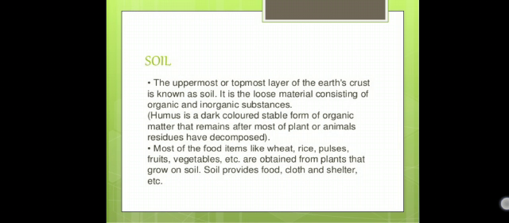Humus, which is a dark colored stable form of organic matter, makes the soil fertile. Children, as we all know, most of the food items we consume like wheat, rice, pulses, fruits, vegetables are obtained from plants that grow on soil. But soil not only provides us with food, it also provides us with clothing and shelter.